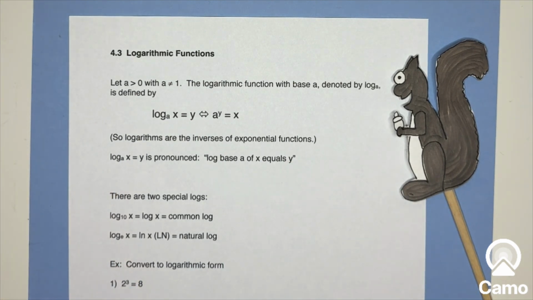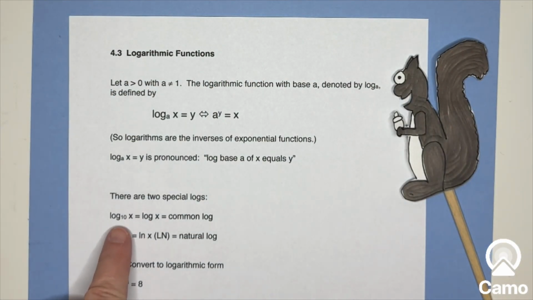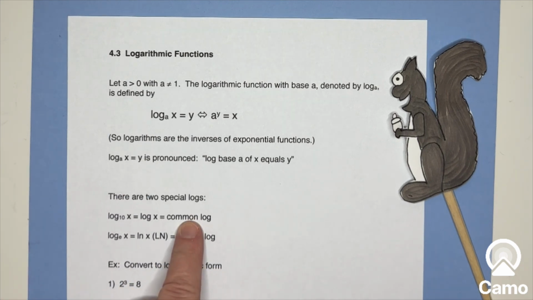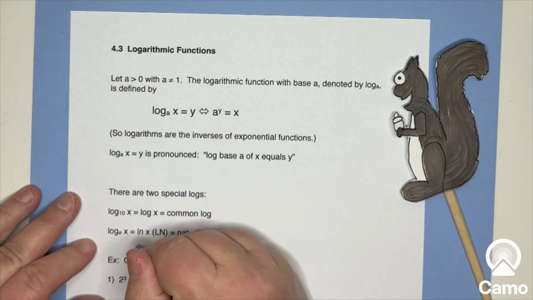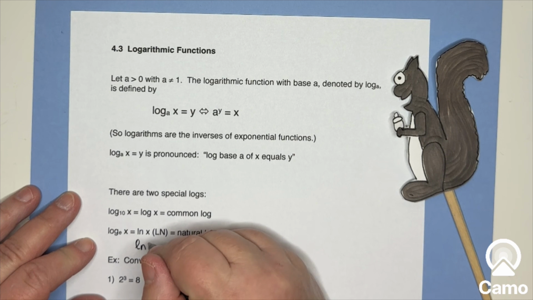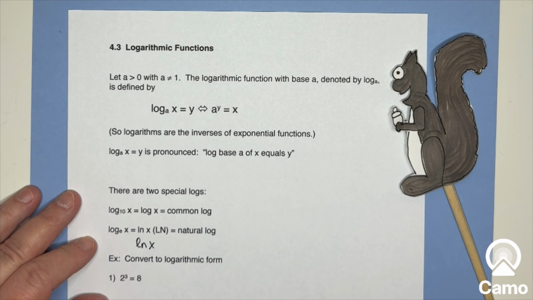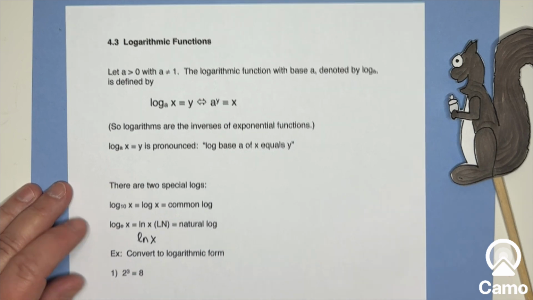And there are two special logarithms that we talk about. The first one is log base 10, because 10 fingers and thumbs. And so log base 10 of x is just written without a base. You just have to know it's base 10, and that's known as the common log. And then log base e of x is actually natural log of x. And that's the natural log, and that's based on base e. Woohoo. Okay, so let's get going.